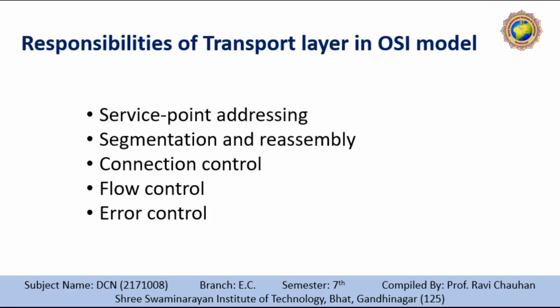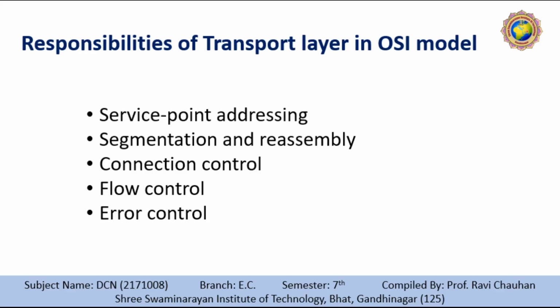Second, segmentation and reassembly. Segmentation is done at the transmitting side and reassembly is done at the receiving side. The message is divided into transmittable segments, with each segment containing a sequence number. This number enables the transport layer to reassemble the message correctly upon arriving at the destination, and to identify and replace the packets which are lost in transmission.